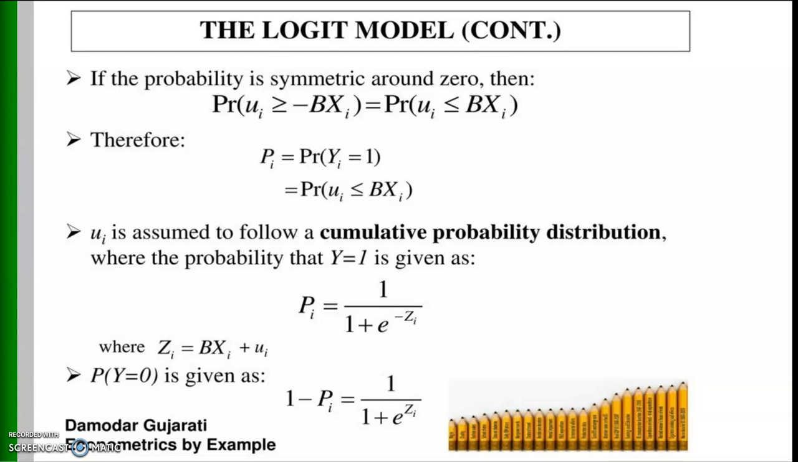Therefore, Pi, that is the probability that Yi is equal to 1, is equal to the probability Ui is less than or equal to bXi. Ui is assumed to follow a cumulative probability distribution, where the probability that Y is equal to 1 is given by this function. Pi is equal to 1 divided by 1 plus e raised to the power minus Zi, where Zi is a linear combination of Xi's. The probability of Y being 0 is given by 1 minus Pi, and that is equal to 1 divided by 1 plus e raised to the power Zi.